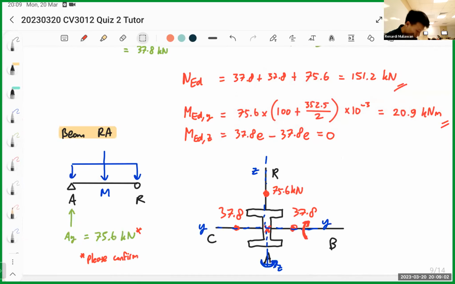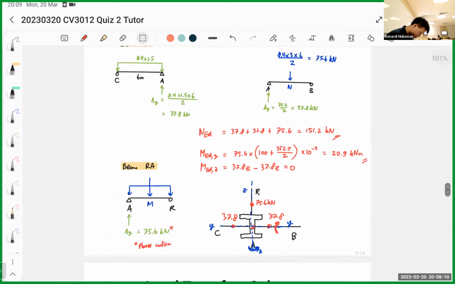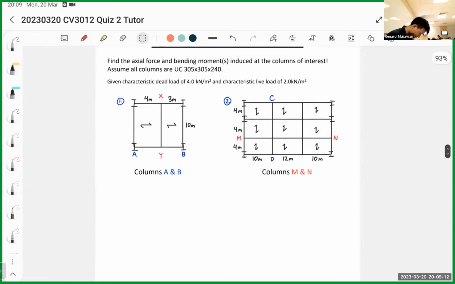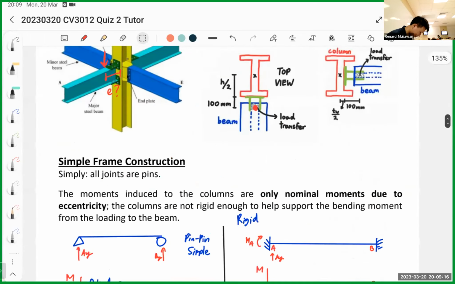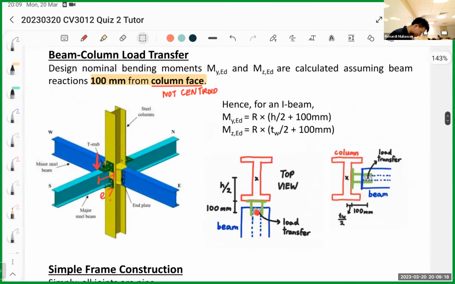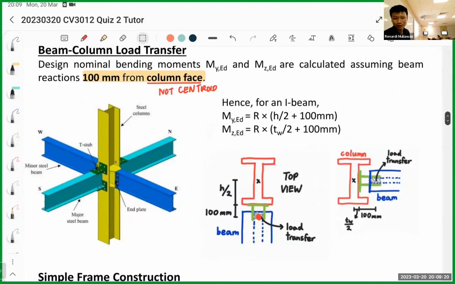So 20.9 is the y-axis moment, correct? It's the y moment. Yep. I'll give you this picture, so you can imagine it. Let's continue at 8:15.